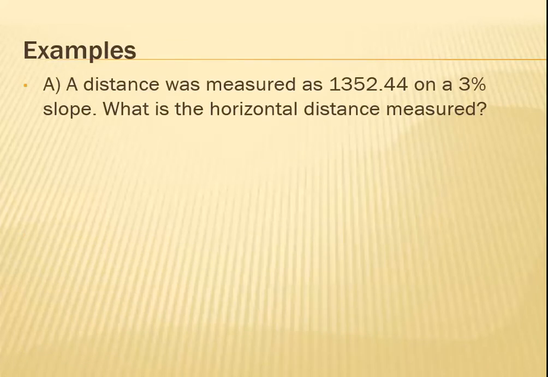All right, so this one says, a distance was measured as 1352.44 on a 3% slope or grade. What is the horizontal distance measured? So let's say that we have a triangle, and this triangle looks like this. So we're going to do it two different ways. So let's say that this is my triangle. And this triangle has a 3% grade.